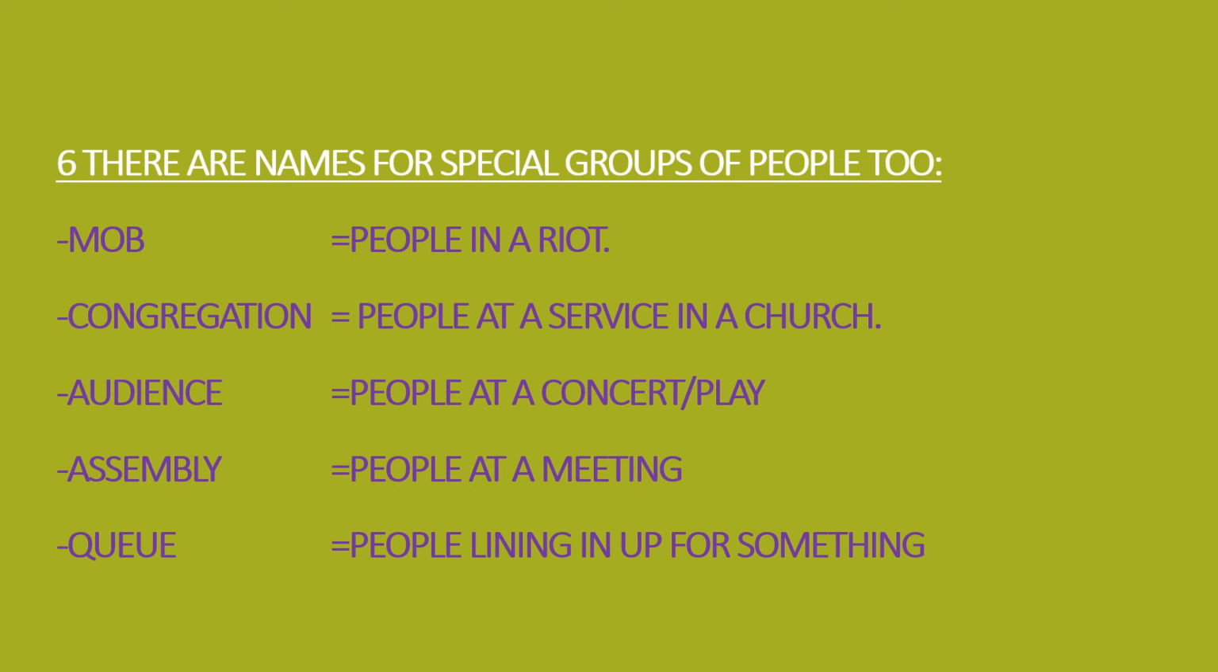There are names for special groups of people too. They are one name but represent a group of people. Mob, it means people in a riot, a group of people. Congregation, people at a service in a church. So mob is a group of people who are making a demonstration. Congregation is a group of people who attend a service in the church. All are a group of people, but they are doing different things.